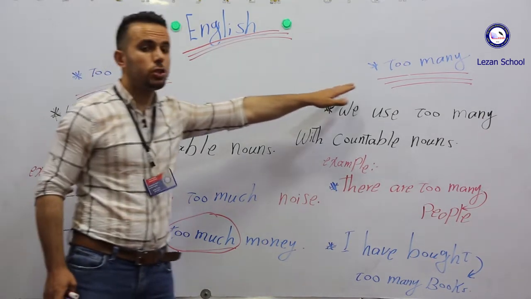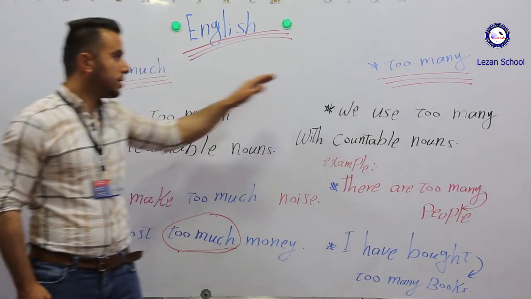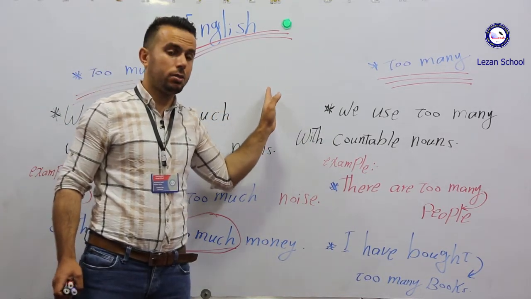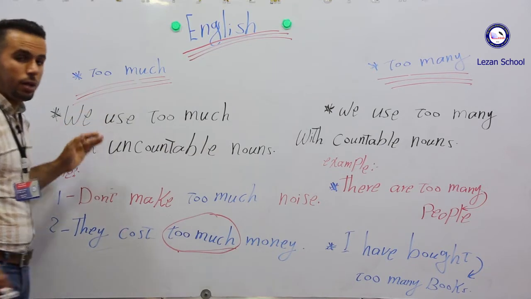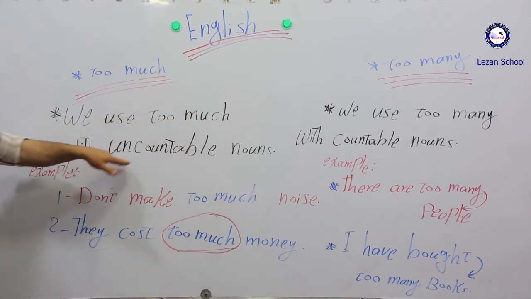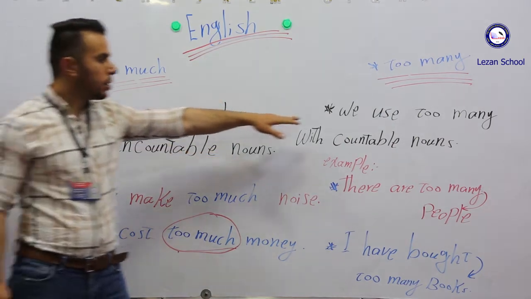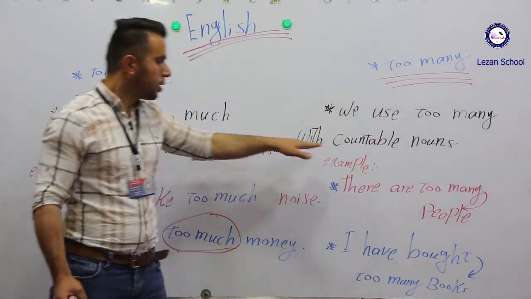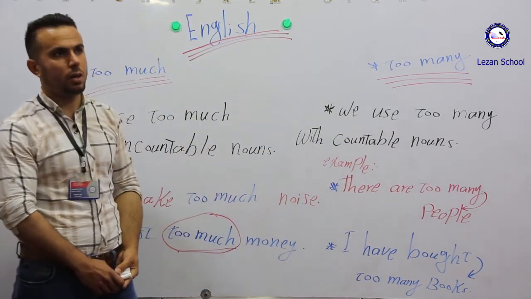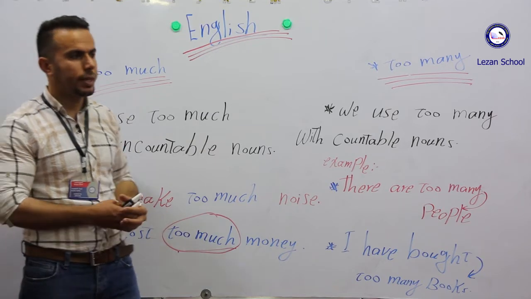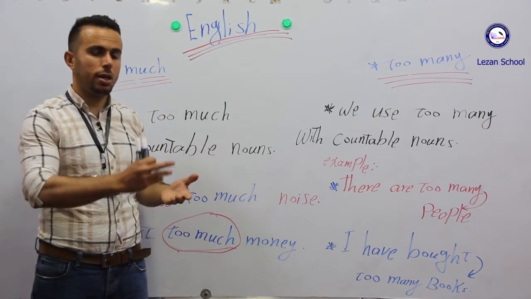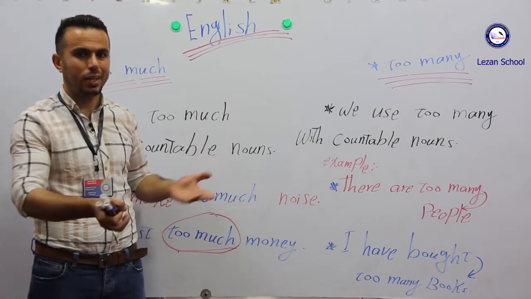But what is too many? What is the difference between these two? You have to have the rule in your mind. What is the rule? Here it is. I wrote it for you. We use too much with uncountable nouns, but we use too many with countable nouns. What are countable nouns? Book. Can we count books? Yes. 1 book, 2 books, 3 books. I have 5 books. Yes, we can count it.